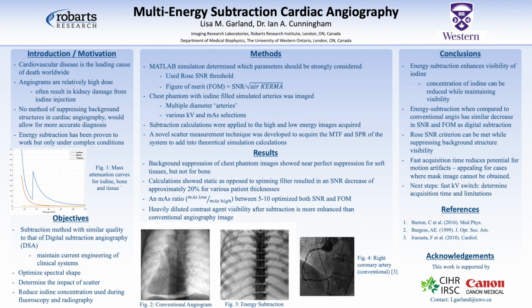By implementing the fast kV switch and acquiring the two images in rapid succession, the chance for motion artifacts to occur is greatly reduced, which would make this method useful even in neuroangiograms if patient motion was an issue.